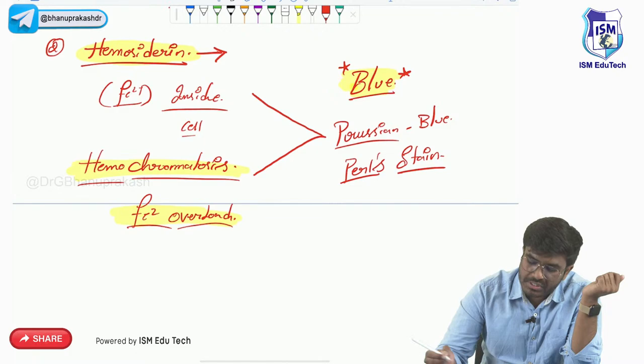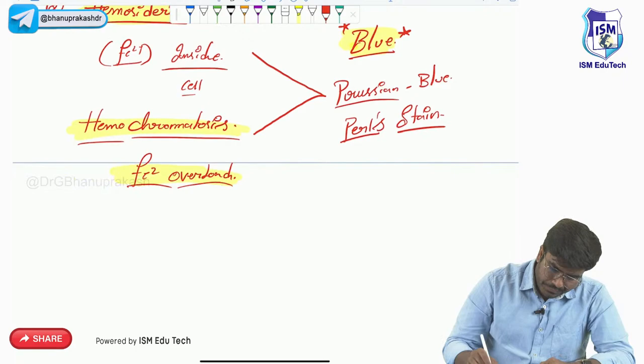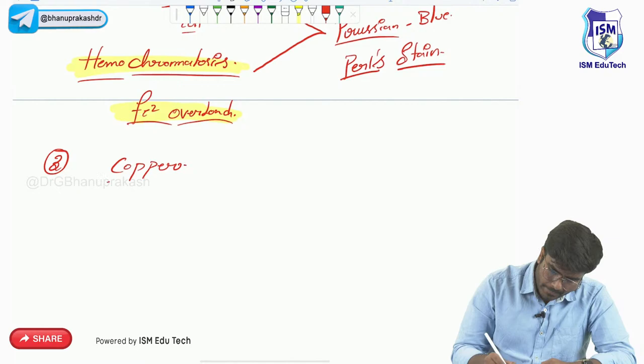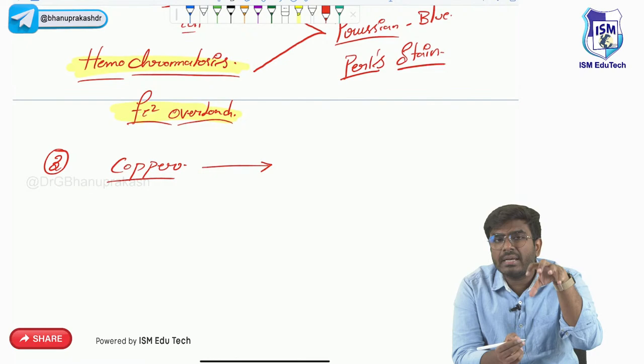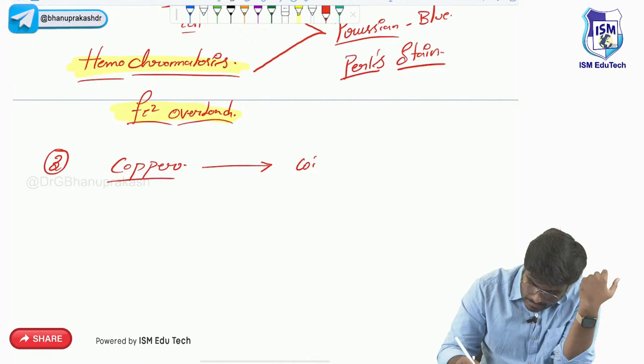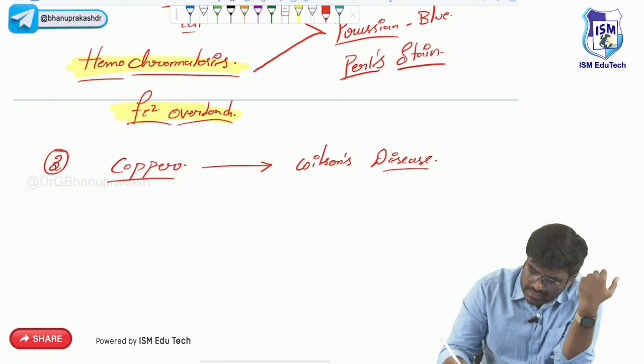And after this, copper. Copper accumulation inside the cell. My question is, what is the disease where copper is being accumulated inside the cell, copper overloading inside the body? What is the disease called? Wilson's disease. Repeatedly asked as MCQ in your exam.